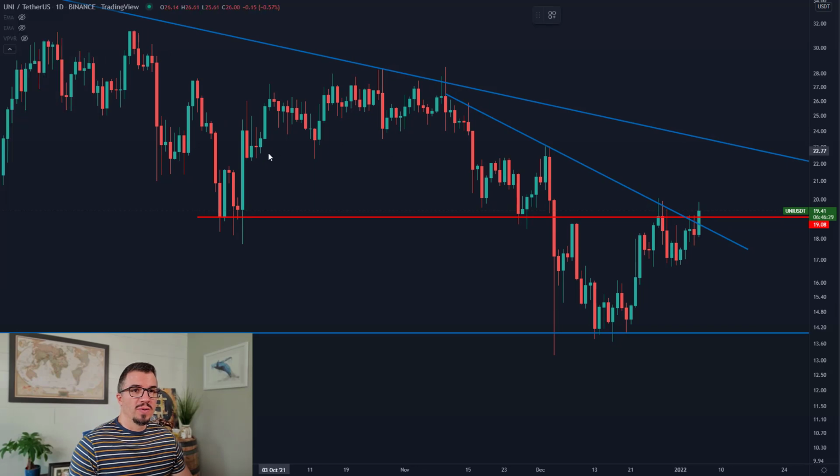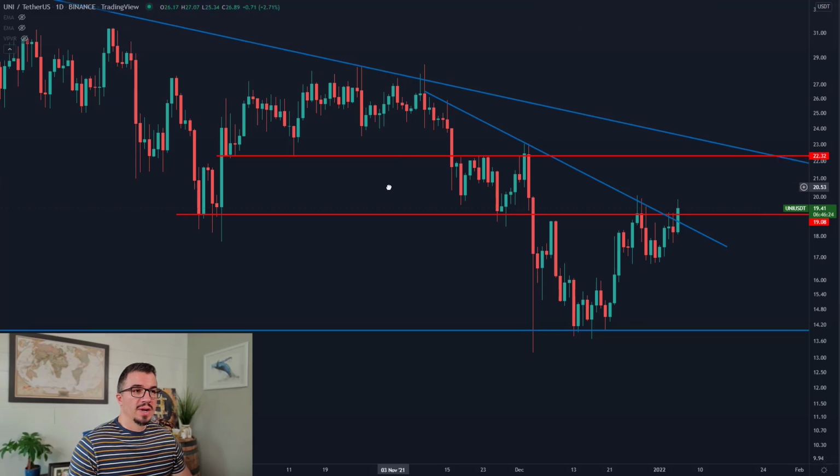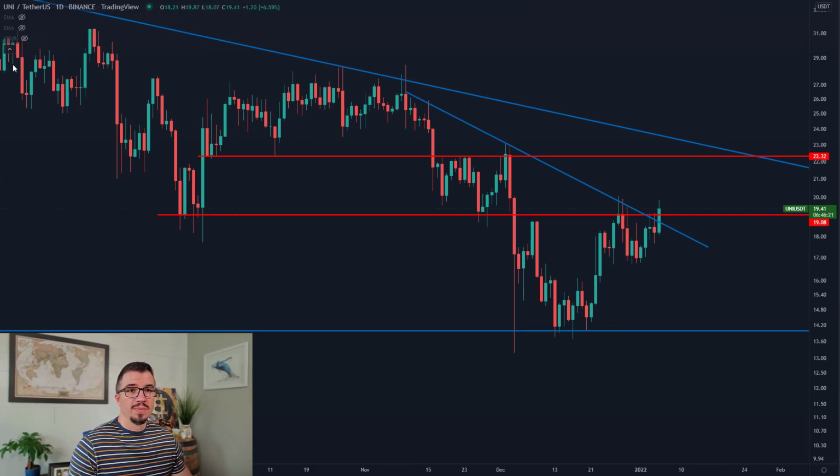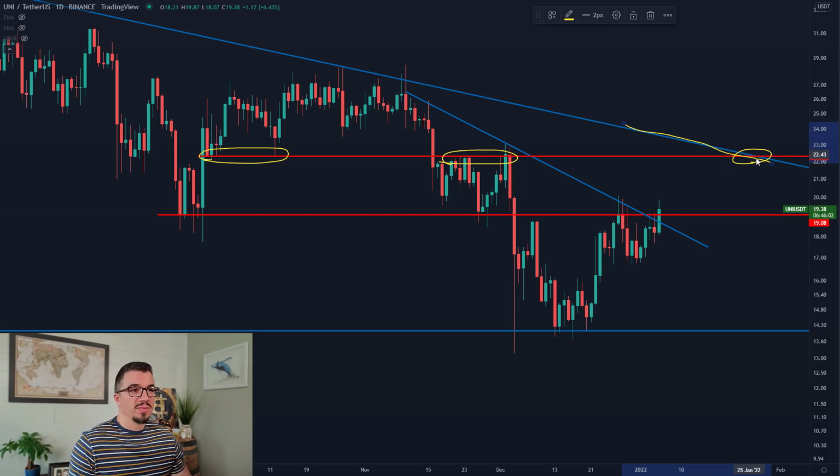Now, the next area I would pay attention to is going to be this region up here, right around $22. And you can see that this area is also a confluence of resistance up here. So we have these lows back here, and we also have several highs, and this horizontal level also intersects with that all-time high trend line. So this up here is the trend line off of the all-time high that intersects right around $22 to $23. So that's going to be a confluence of resistance in the same way that $19 is also an area of confluence. So close above 19 and we could very well see Uniswap trend higher up here toward $22 to $23.